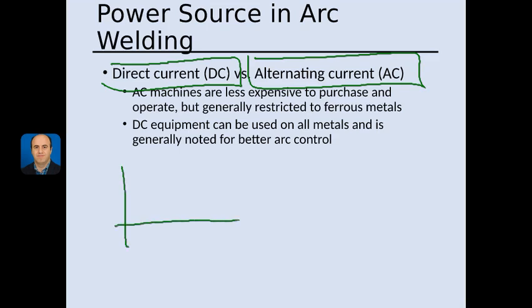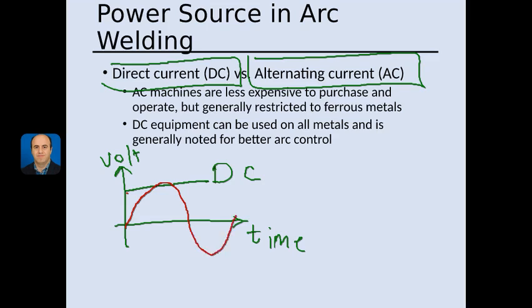Let's see this diagram. This is time, and this is voltage. In DC, we have this behavior. The magnitude stays the same, but in AC the magnitude goes up, and then it comes back down. And then from here we have negative, here we have positive. So it periodically changes the magnitude and the direction of the electrons.